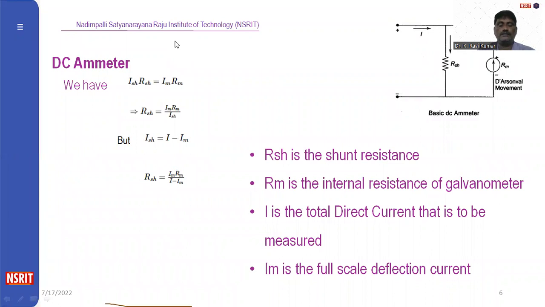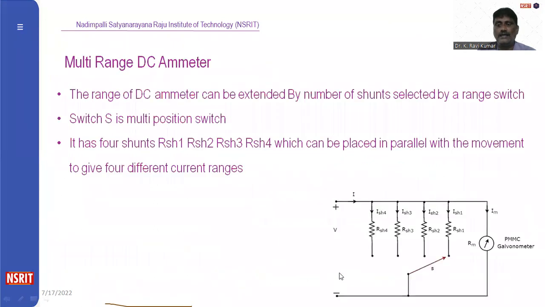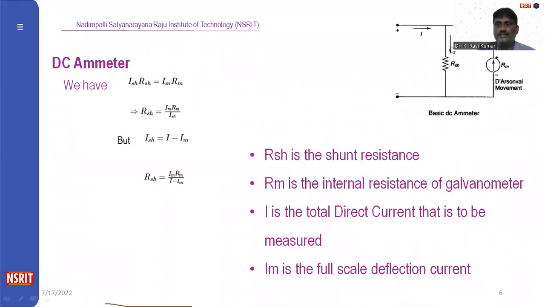And these are the DC ammeter. How can we find the RSH value? We already know the ISH. ISH is the current flowing through the shunt resistance, which is indicated here.